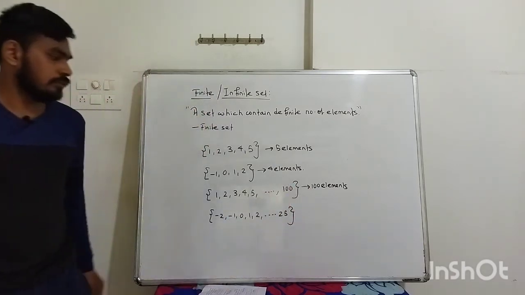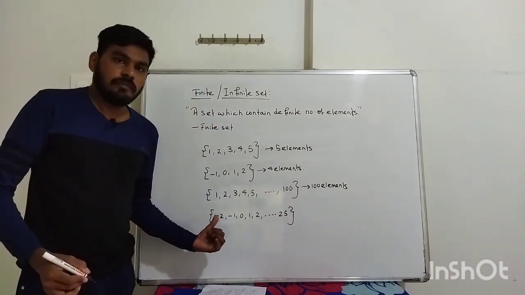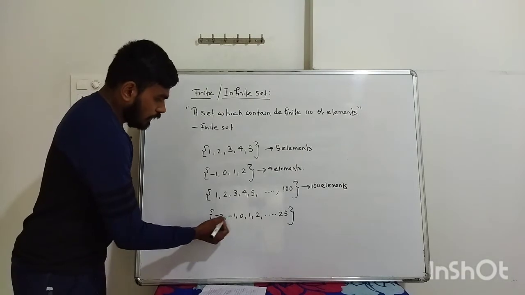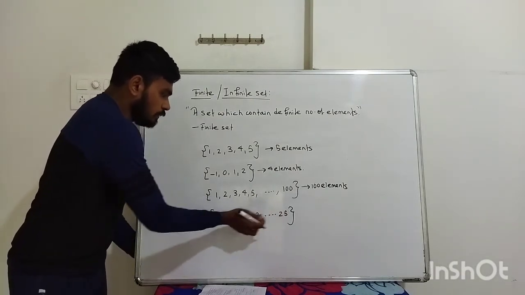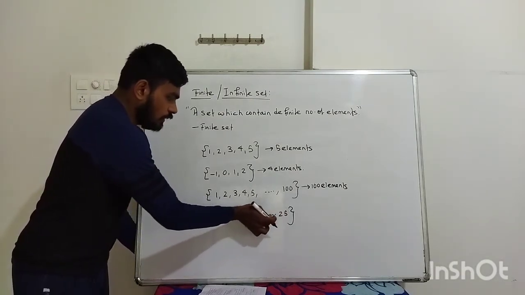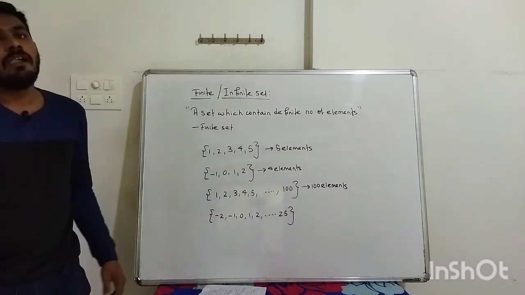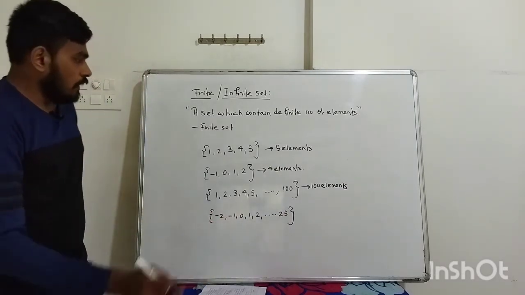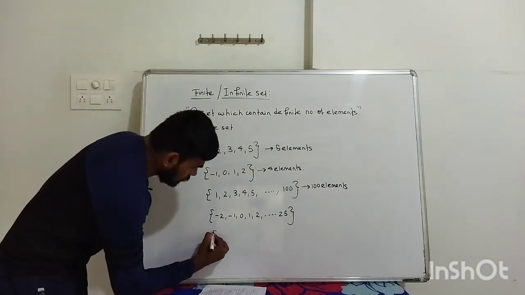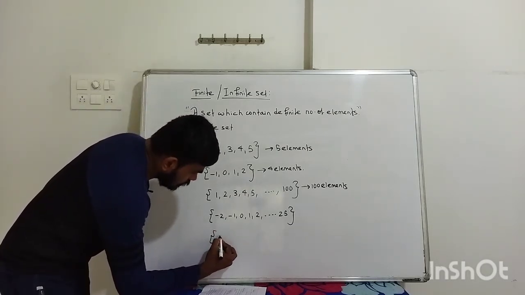Again here also we can clearly see the number of elements. See, this is 25, 1, 2 till 25. So 25 elements, 26, 27, 28. 28 elements. Even if we are not able to count, for example, a set like this.